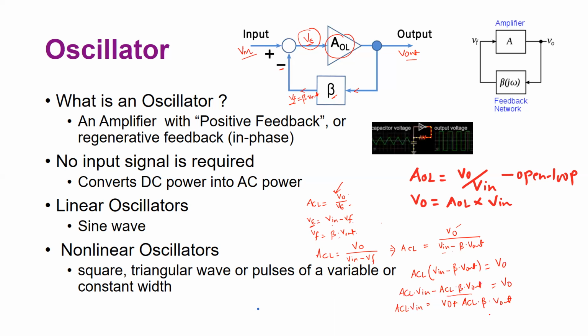Okay, and this is V out, and here is also V out. So V out can be taken common from this term. Let me write here: ACL times V in is equal to V out taken common in brackets, then 1 plus beta times ACL. And that's it.